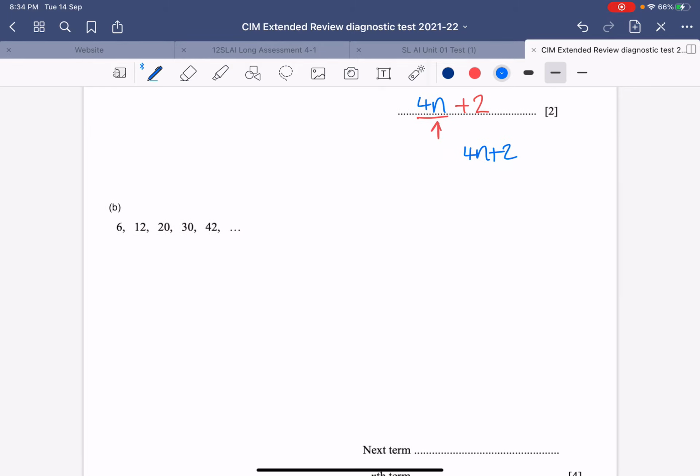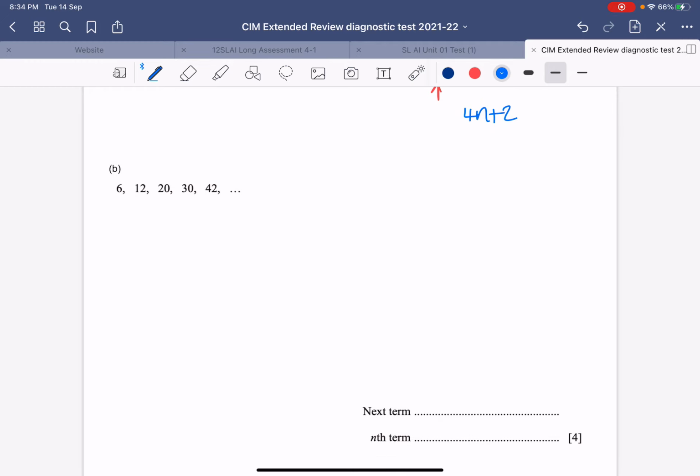And then for the second part, you're asked to find the next term and then the nth term. So the next term on this one, let's have a look at what we're adding each time. The first time we're adding on 6, then we're adding on 8, then 10, then 12. So this one does not change by the same amount each time, but we can assume that the next one is 14. So if we add on 14, then we have 42 plus 14, which is 56.